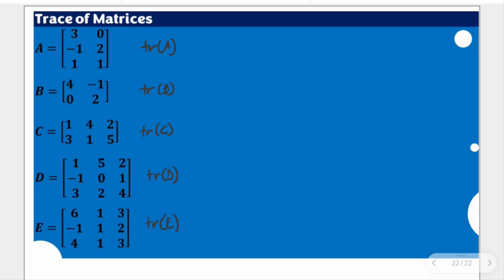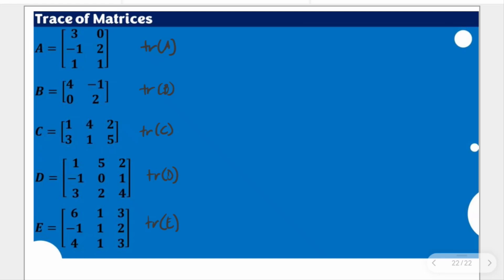We're going to add the entries in our diagonal, but here's the catch. The trace can only be computed for a square matrix. In short, an n by n matrix. It could be a 2 by 2, 3 by 3, 4 by 4, etc. If the matrix is not a square matrix, automatically the trace is undefined.